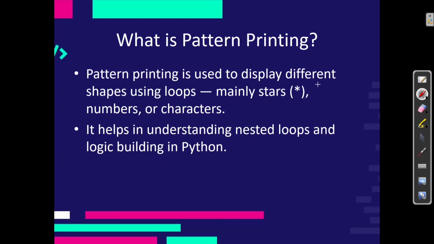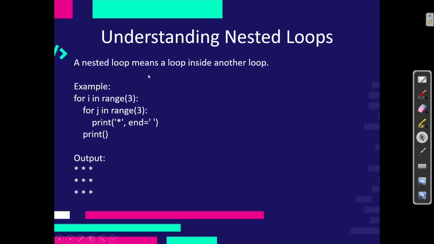Pattern printing means you have seen different kinds of designs, like a triangle shape, or designs like 1, 1 2, 1 2 3, 1 2 3 4. Like this, you are making a pattern, or a pattern of stars. All patterns we will make using loops, with numbers, stars, and characters. Understanding nested loops: in the last class, we have seen nested loops.